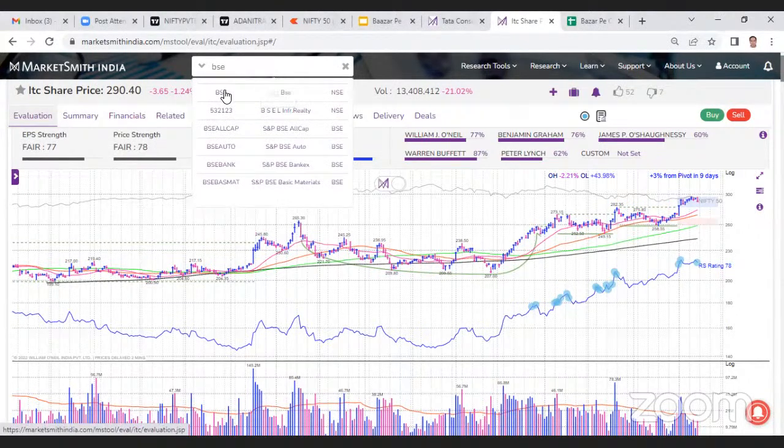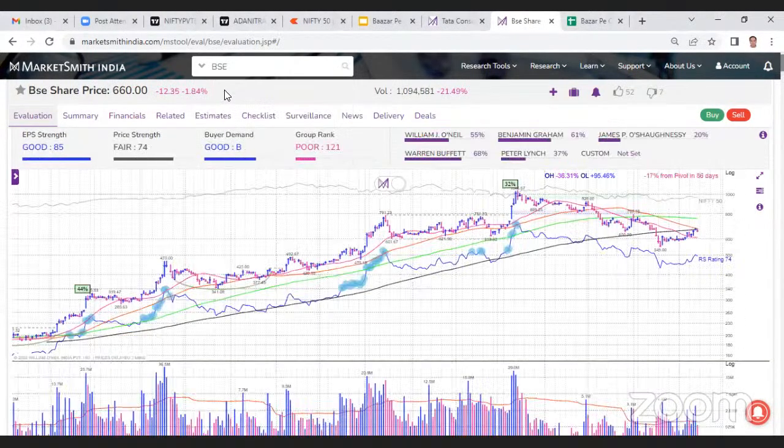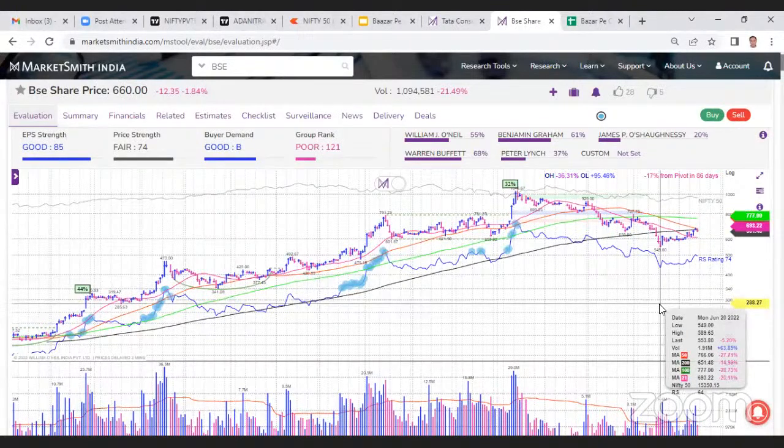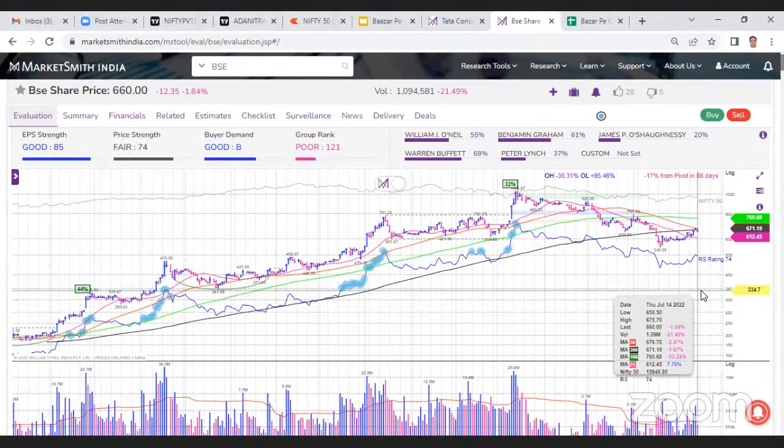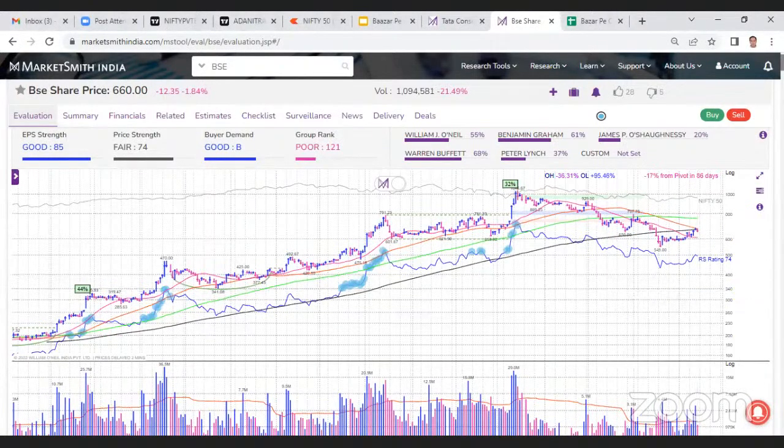BSC is now trending around the 200 days moving average. It breached it in mid-July, and then trended below it. In the last 2-3 days, it has reclaimed the 200 days moving average. Further, on the weekly chart it is trending around the 50-week moving average also. Suppose it remains above the 200 days moving average, which is placed around 670. Today's closing price is 660.